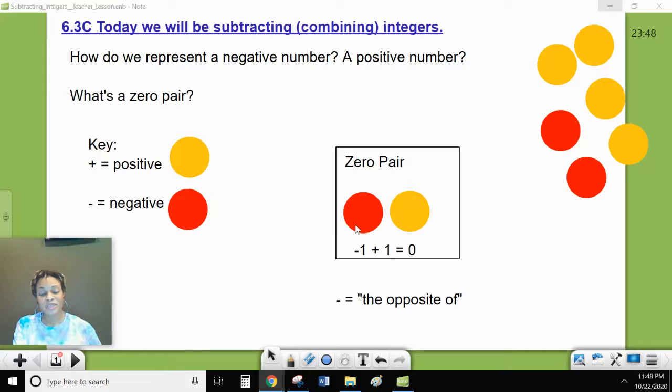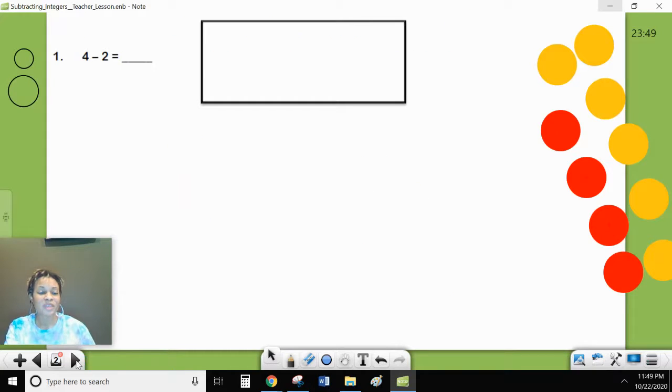We have to remember that a zero pair is a combination of a red and a yellow. They will make zero. And anytime we say a negative sign, we also want to remember that it's the opposite of, okay? So the opposite of a number. So these are the three things that we're going to use today to help us be successful with combining these integers. It's going to be a little bit different than last time, so make sure that you're ready to simplify, verify, and clarify. So here we have 4 combined with the opposite of 2.